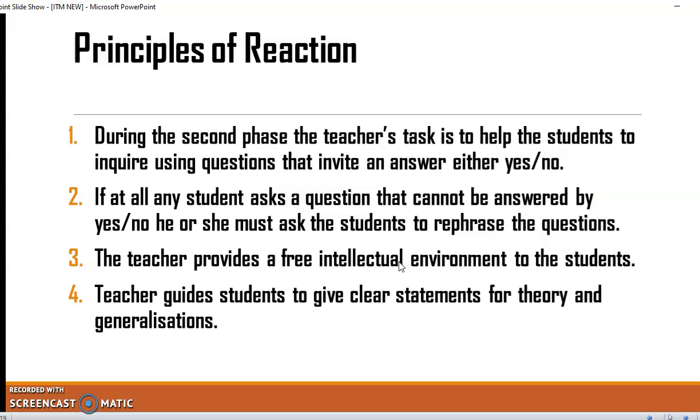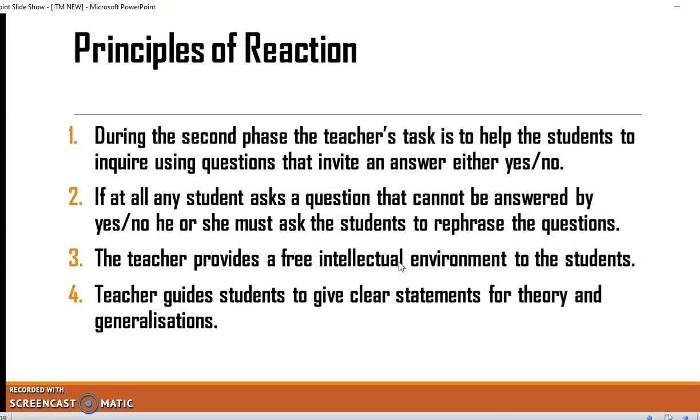The teacher guides students to give clear statements for theory and generalization. So the teacher's role is also to guide the students to give a clear statement for whatever theory they come up with about the presented descriptive event or puzzling situation. And as you know, they also have to generalize what they say. So that guidance, basically the explanation of whatever work they have done regarding the descriptive event, is also the teacher's role. The same point we have discussed earlier. It is just put in a different way.